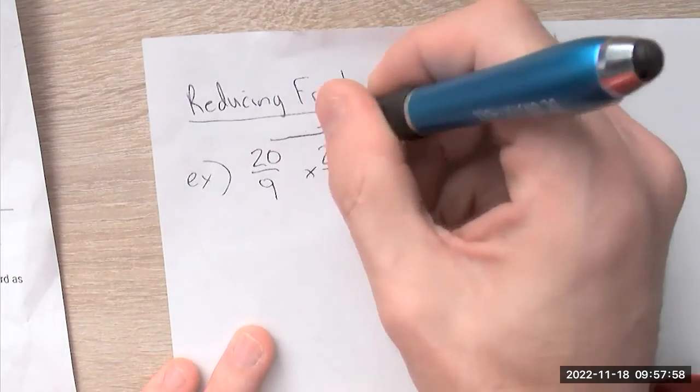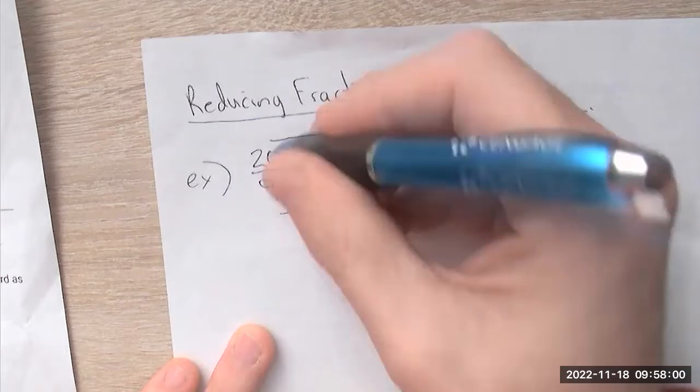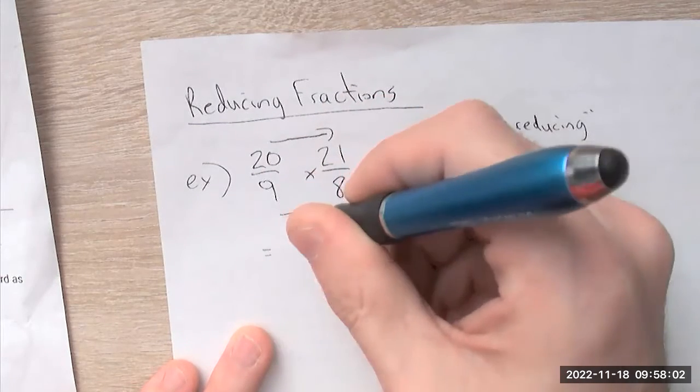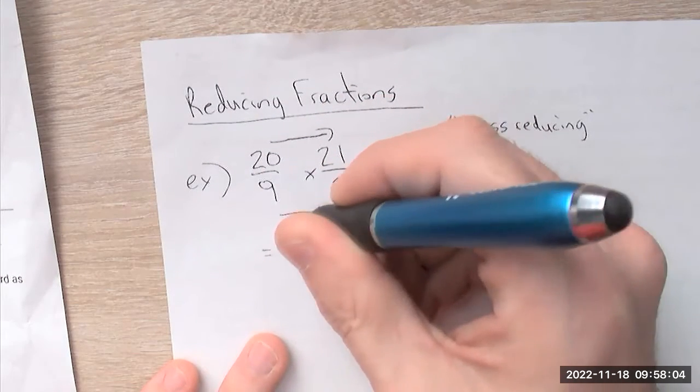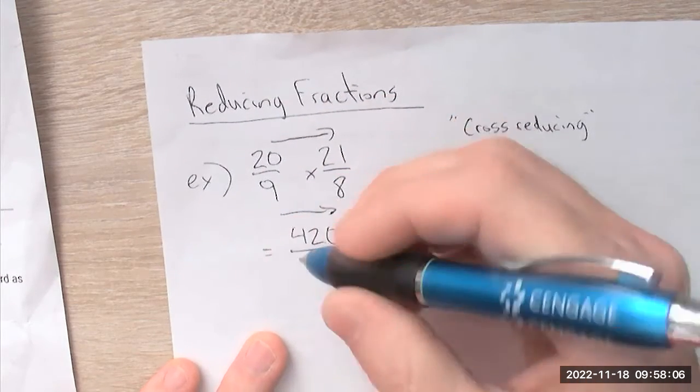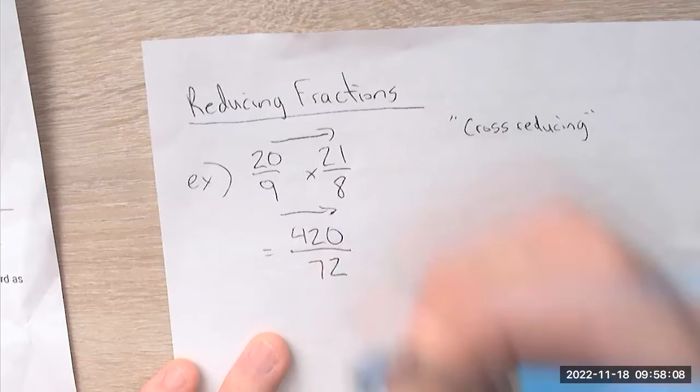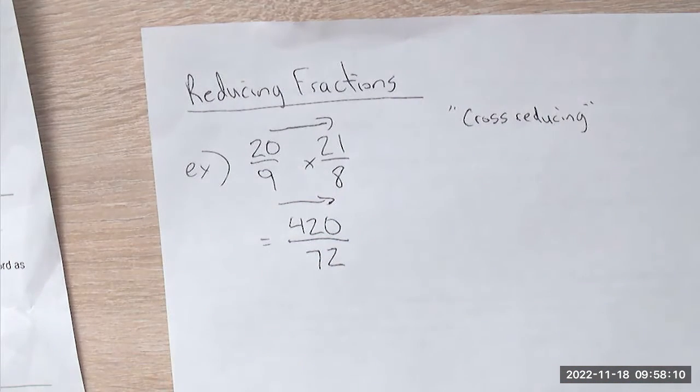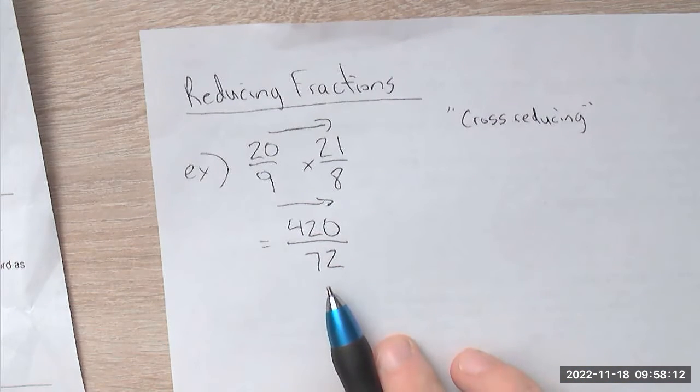What I would do is just multiply these. We're going to get much larger numbers. Multiply top times top, bottom times bottom. You're going to get 420 over 72. I think, Emerson, you were the one that did this in class with us. Now, this is correct. That's a correct answer, but we just need to reduce it.